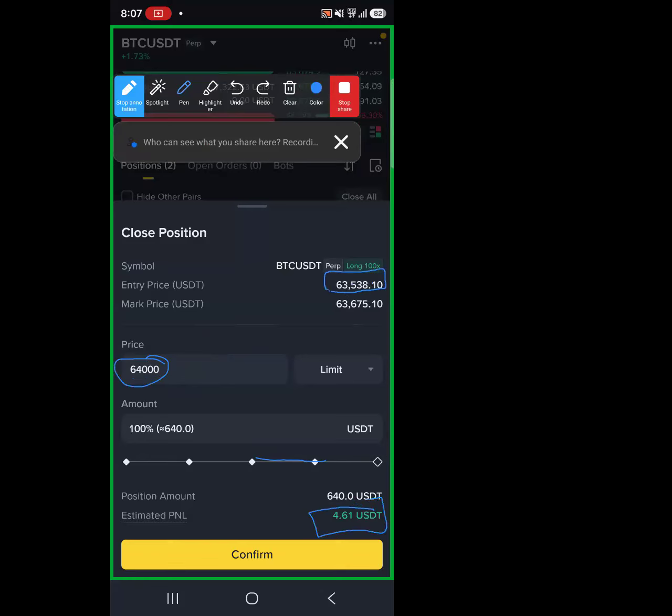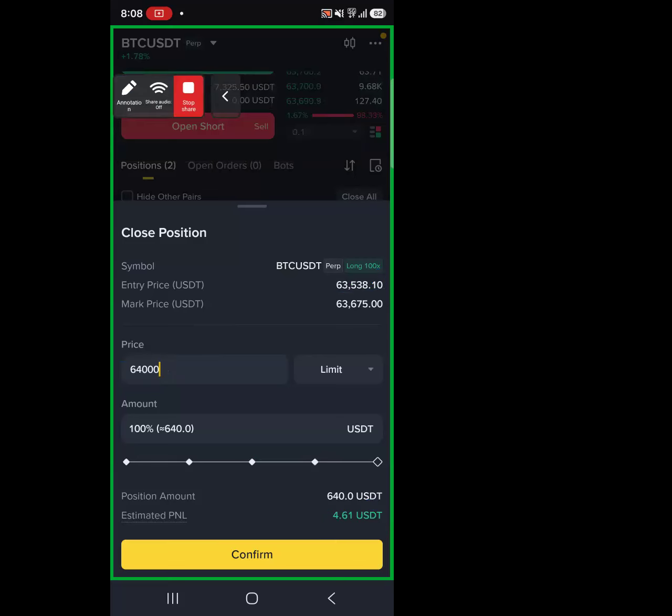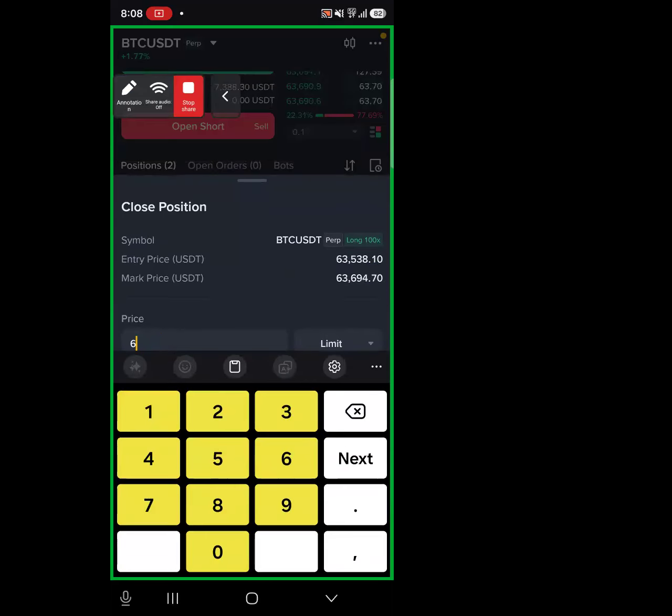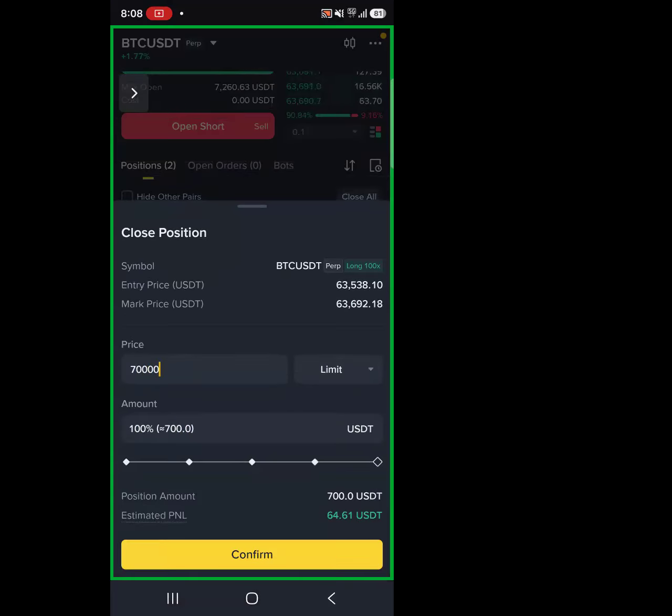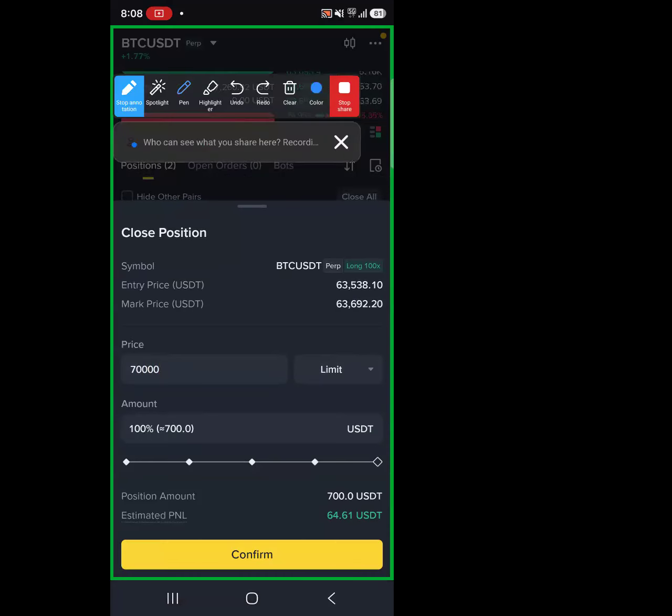Now, if you want to close at a higher price, maybe you want the system to only close when the price of Bitcoin gets to 70K, it means this is the profit you're going to make. You understand? So when we're trading here, we trade based on the prices. We are not going to use percentages.